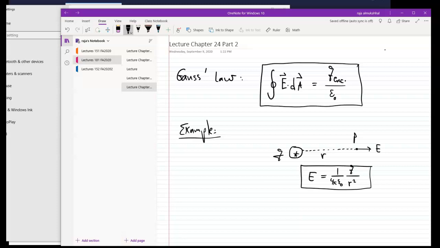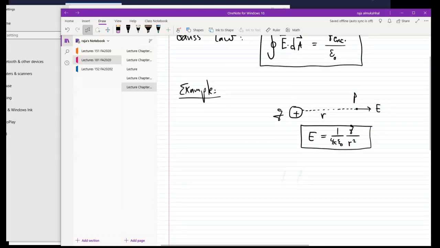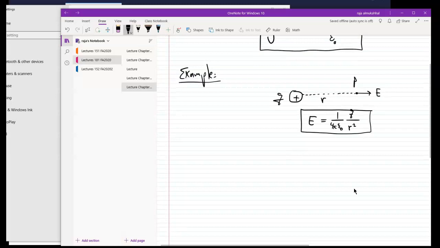Okay? Now, what I want to do is use this fancy equation right here to calculate the electric field due to a point charge at a distance r. I'm going to do the same thing, and I want to see if I get the same result. Got it? Okay. Here is how you do it. Watch. So, here is my point charge.